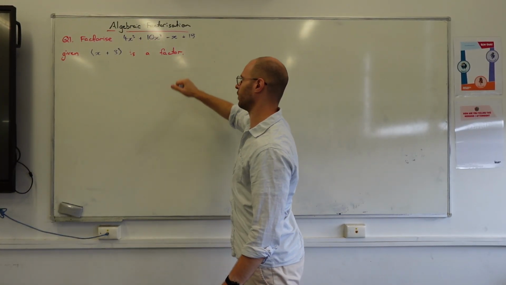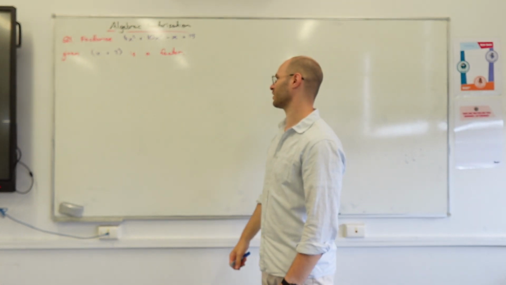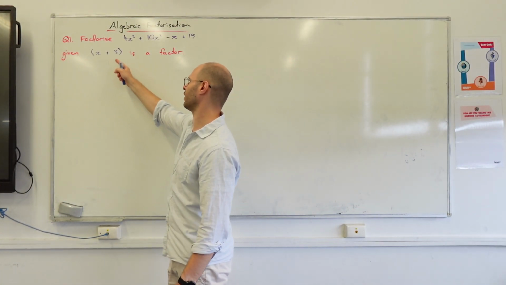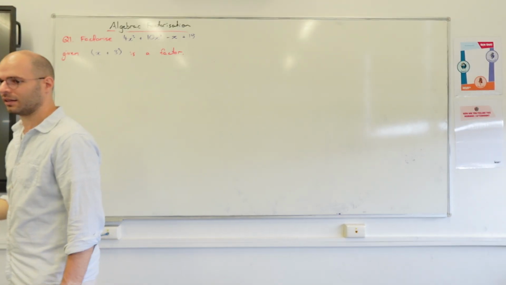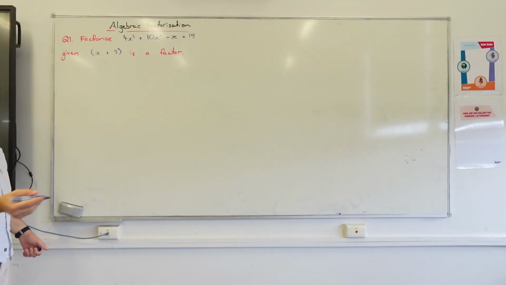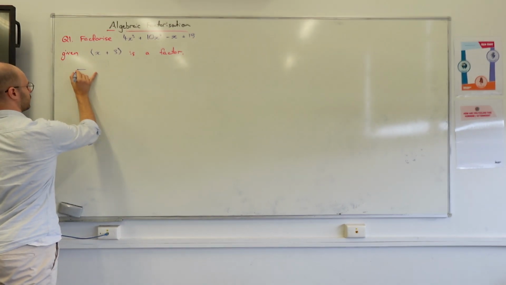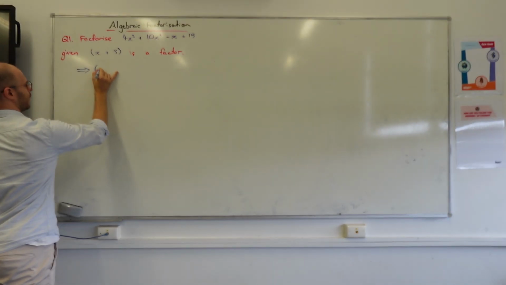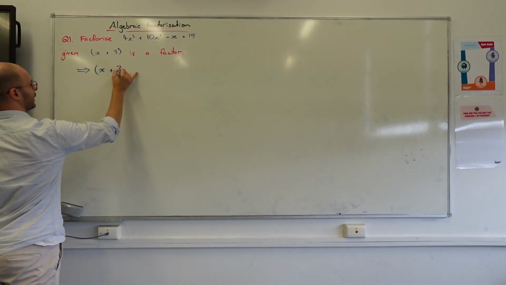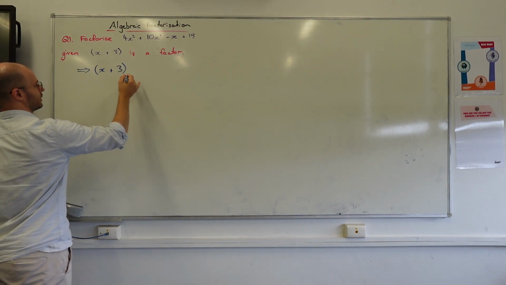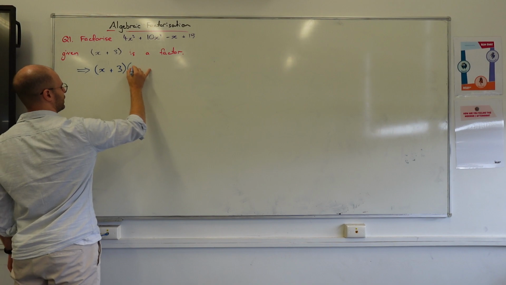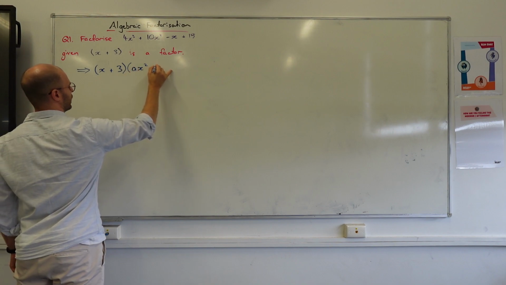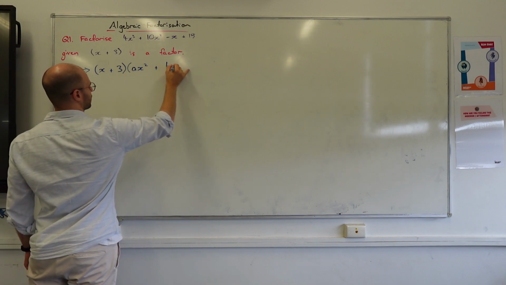Okay, so we've got the expression 4x cubed plus 10x squared minus x plus 15, and we know it's got this factor of x plus 3 over here. So if we think about it, if we wanted to factorize this, we know it's going to be in the form x plus 3, and then we're going to get something of the likes of, let's say, ax squared plus bx plus c.